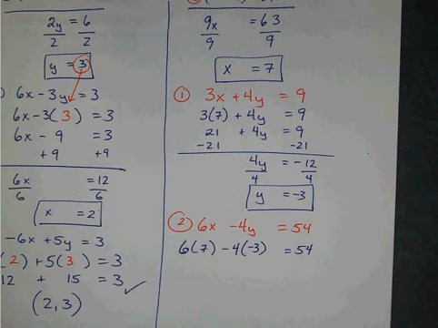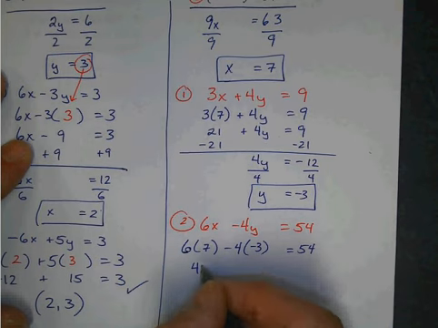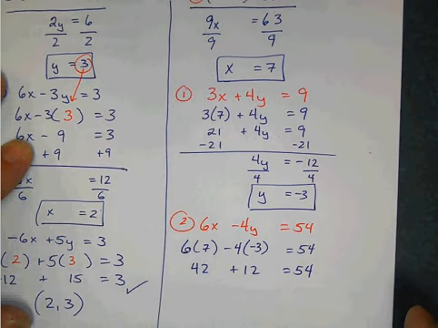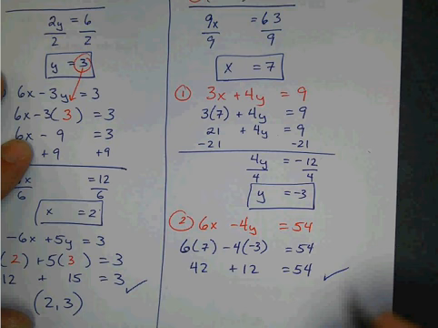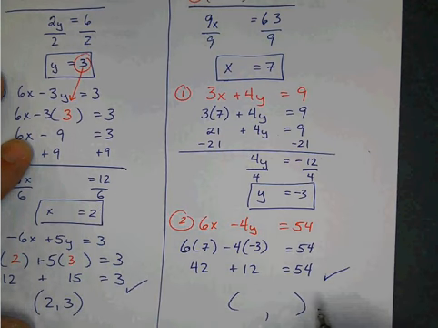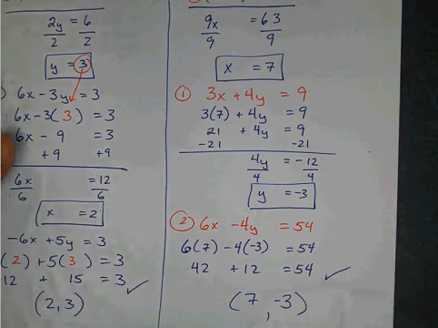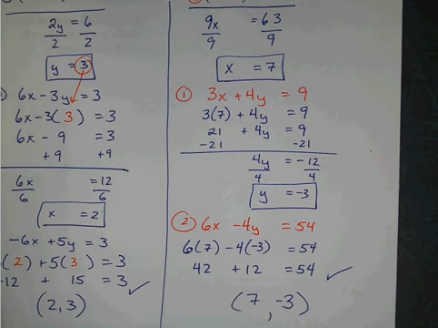I've kind of emphasized parentheses in the past. Here you can see the parentheses become very important because now you have a negative 4 times a negative 3. So you've got to pick up on that. What's that going to give us? Positive 12. All right. So I've got 42 plus 12. Does that equal 54? Okay, so we check it off and we write our answer. What is my answer? 7, negative 3. Do these lines cross? Yeah, that's where they cross.